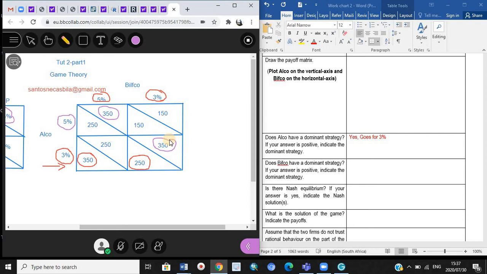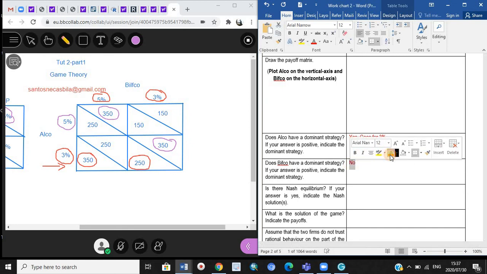That means the question is, does Bilfco's choice depend on Alco's choices? The answer is yes, because he chooses each one of these strategies according to what Alco is going to choose. So in other words, for this one, there is no dominant strategy. Good.